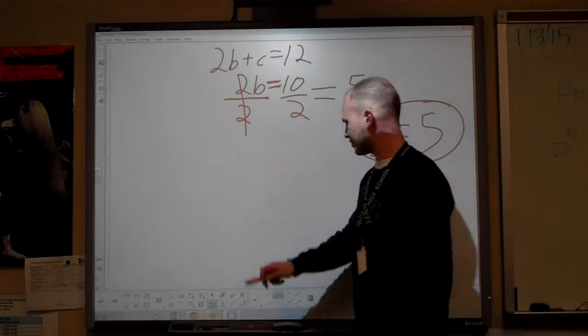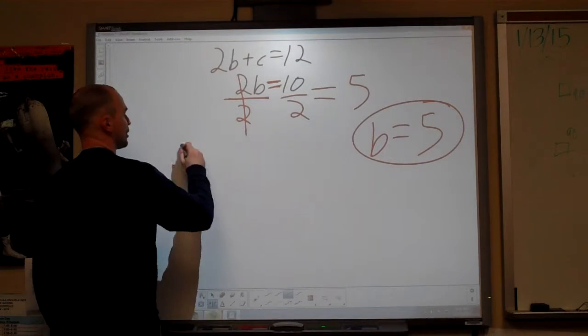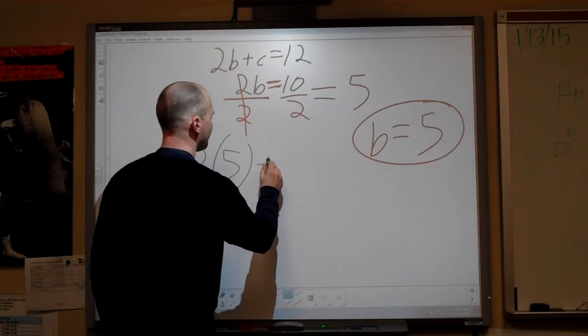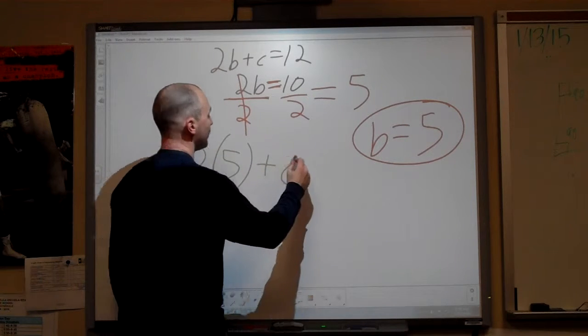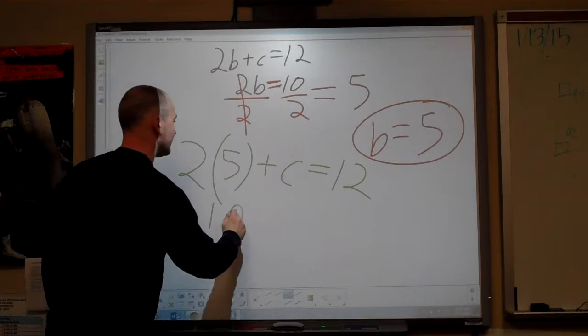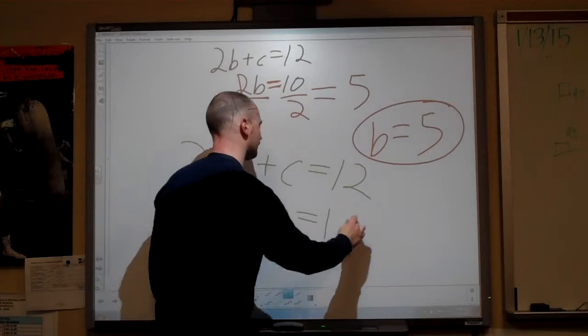Now I'm going to go back to my original problem, and I'm going to substitute. Instead of a b, I'm going to put what b equals. I'm going to substitute 5. 2 times 5 plus c equals 12. Okay, 2 times 5 is 10, so 10 plus c equals 12.